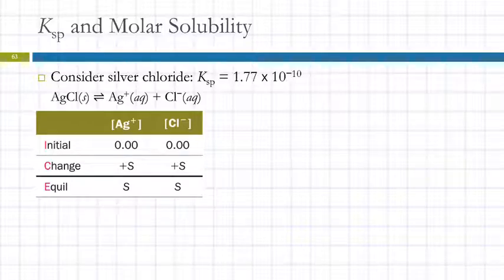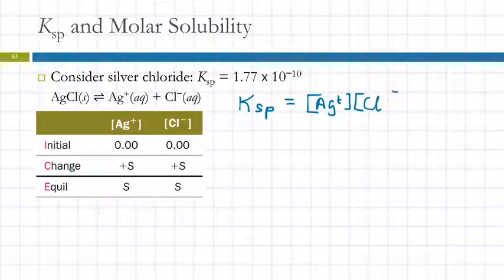In order to find molar solubility, we have to do equilibrium calculations. Let's look at silver chloride, which we generally think of as being insoluble. Its KSP is very small, 10 to the minus 10, but it's not 0. So silver chloride will dissolve to a small extent, and we can calculate the molar solubility from the KSP value. The equation for silver chloride dissolving forms silver ion and chloride ion. So KSP is going to equal the silver ion concentration times the chloride ion concentration.